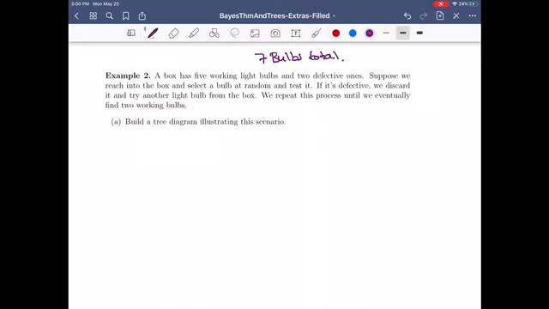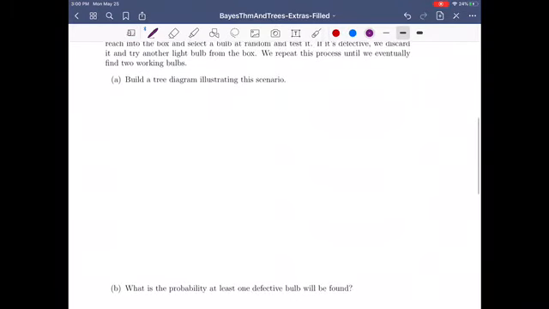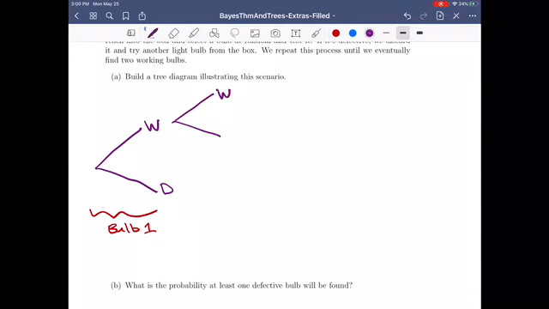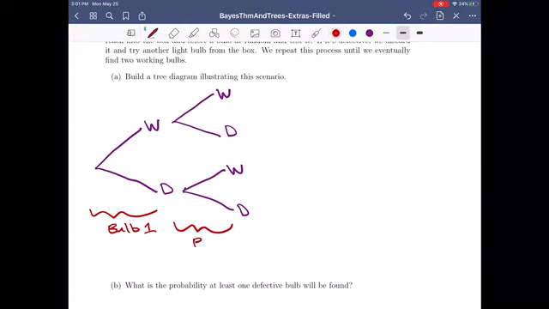So the tree diagram here is going to be a little bit different. The first thing we're going to do is pick a bulb. It's going to work or it's going to be defective. So this is bulb 1. Now we continue until we find 2 working ones, so both of these paths are going to continue. And each time I'm going to find either a working one or a defective one. So this is going to be bulb 2. Now if I get 2 working ones like I have in this top branch, I'm going to stop.